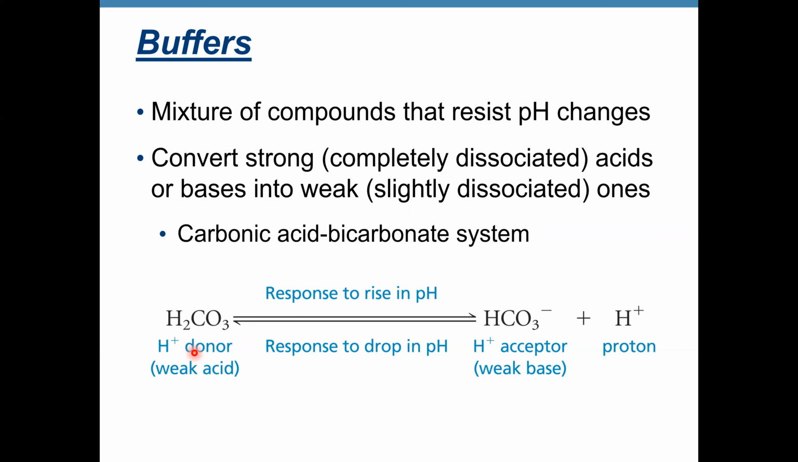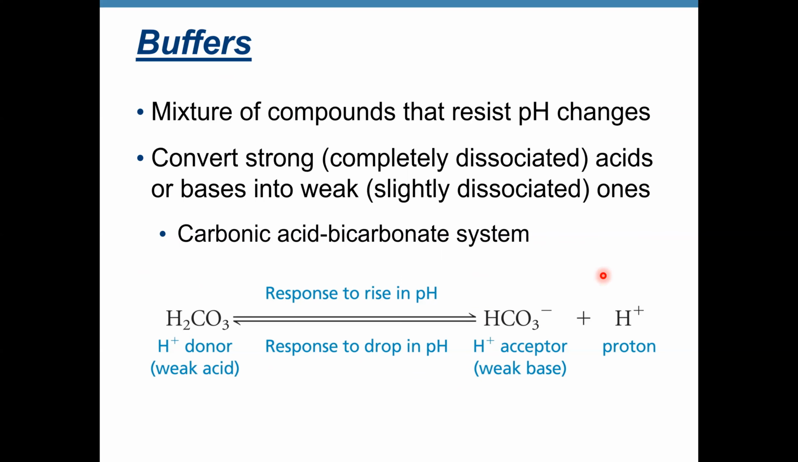But you not only have a weak acid, you also have a weak base, right? And this is called bicarbonate. So you have acid and base. It's called a conjugate base. So you have a weak acid, you have a weak base, and you have protons, or hydrogen ions. Now, how would this buffer? It's all found in your blood. So in your blood, you have carbonic acid, you have bicarbonate, and you have hydrogen ions. Now, how does this buffer system help you to regulate your pH?